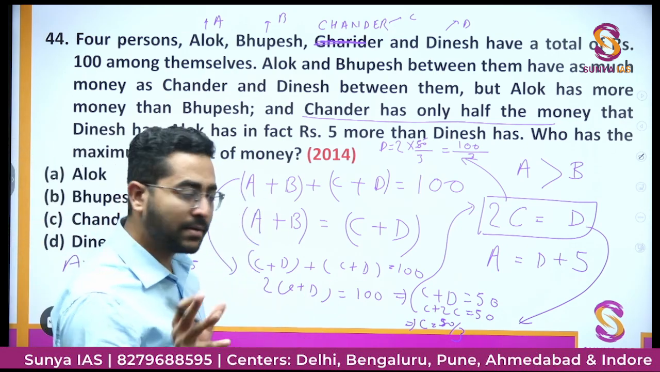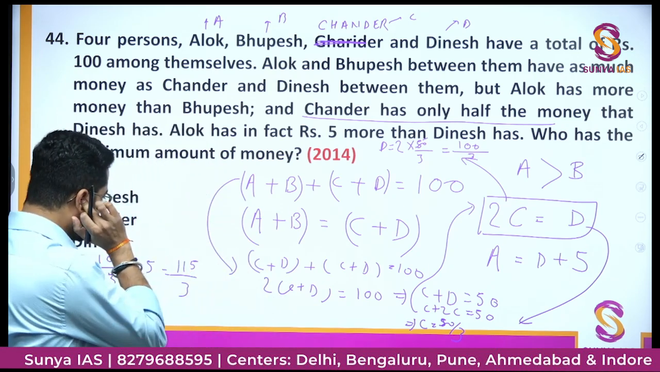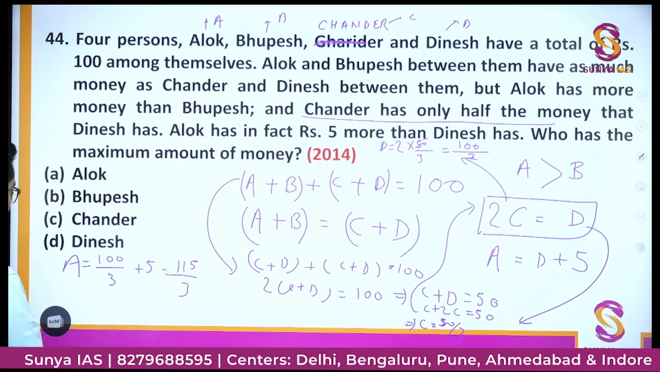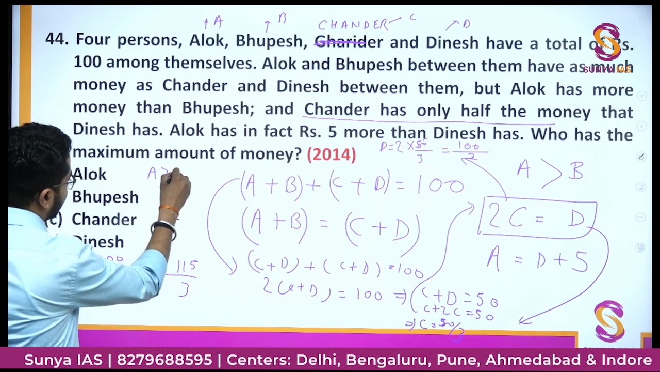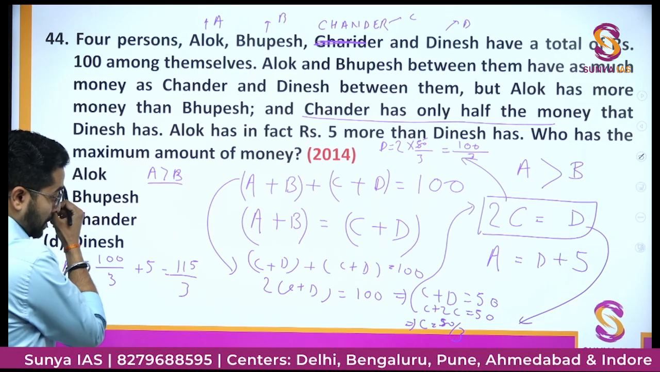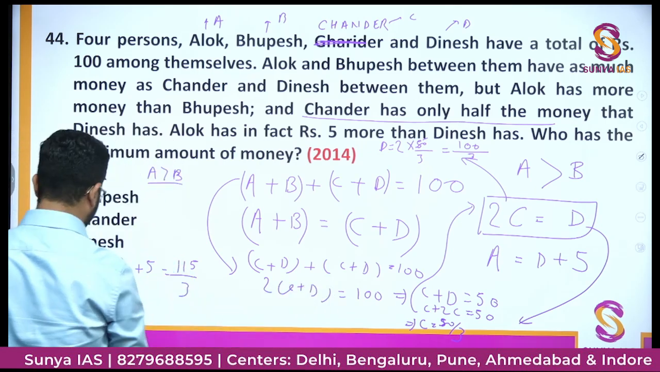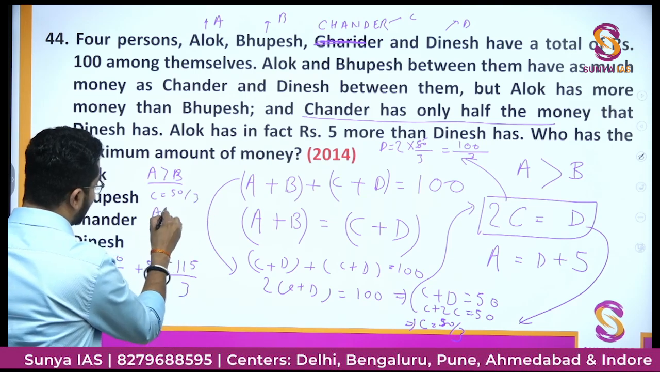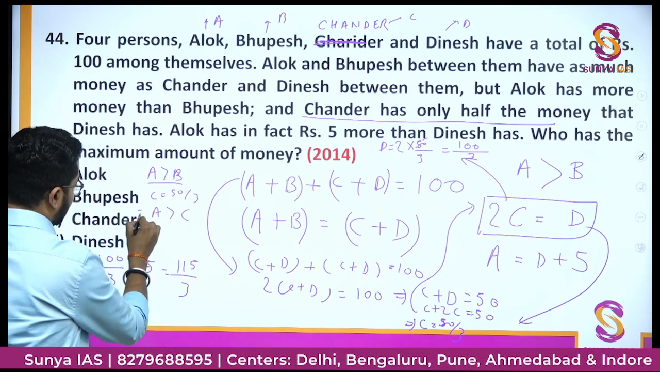A is greater than B. So let's calculate what the value of B will be. Whatever the value of B is, it will be less than A because A is greater than B. So obviously A is greater than B. This is given. What is C? C is 50 by 3. That means A is also greater than C from here.